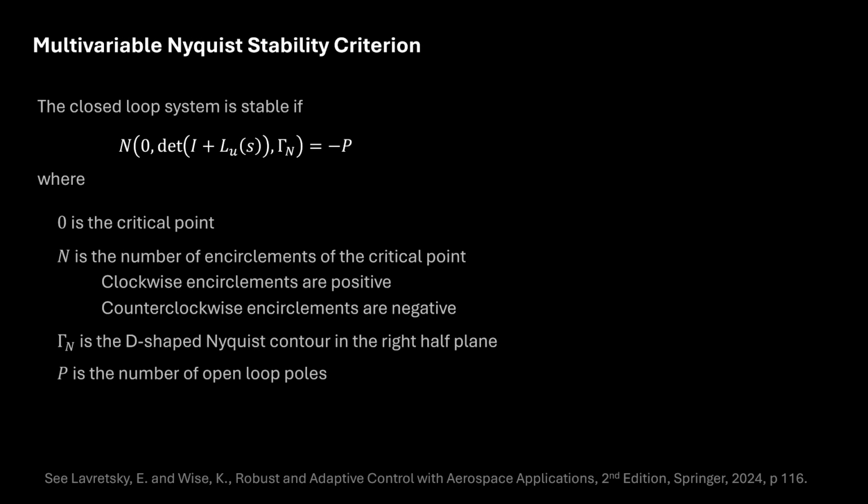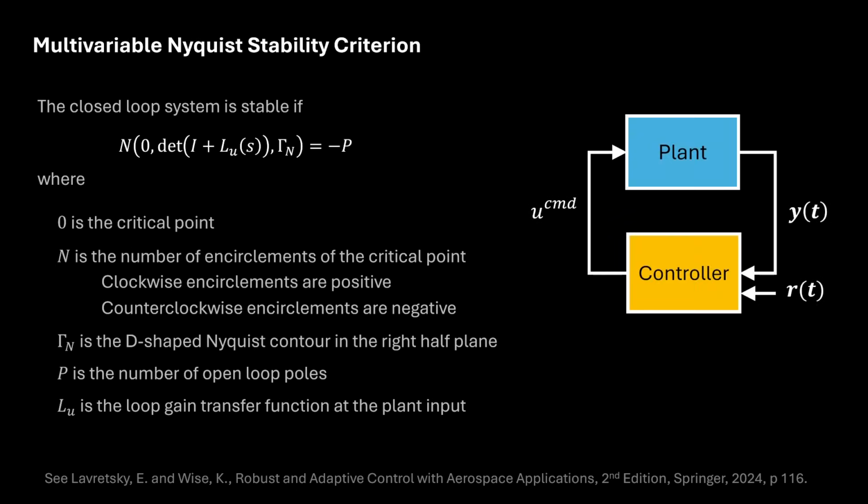P is the number of open-loop poles in the Nyquist contour, and LU is the loop gain transfer function at the plant input. We obtain the loop gain transfer function by breaking the loop at the plant input and forming the transfer function minus U out over U in. Here, our loop gain will be a 2x2 transfer function given the two control inputs.